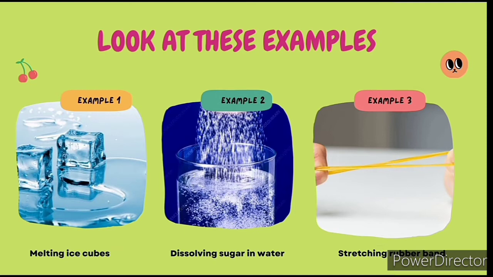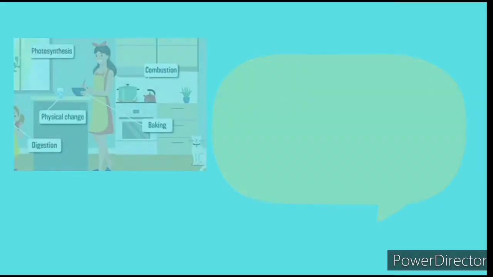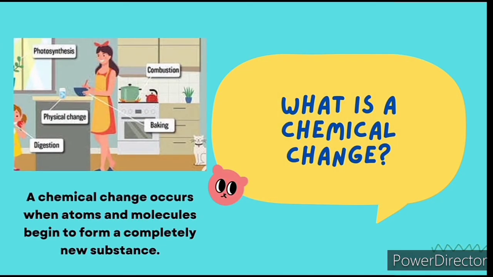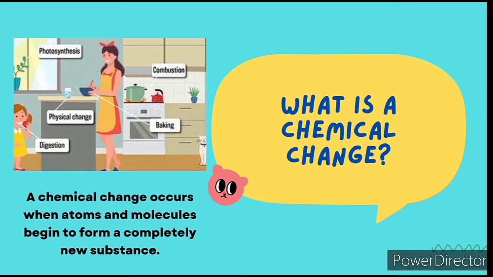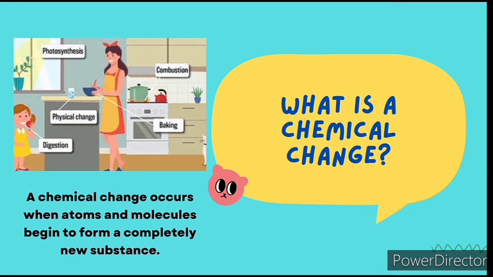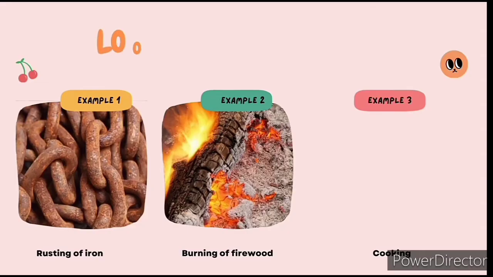So we'll be looking at chemical change of matter. What is a chemical change? A chemical change occurs when the atoms and molecules, that's the particles, begin to form into a completely new substance. Remember, in physical change, no new substance was formed, but in a chemical change, a new substance is formed.